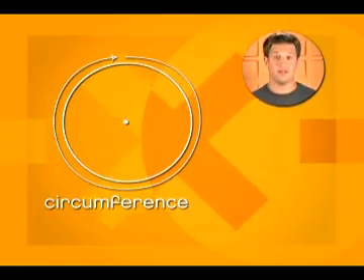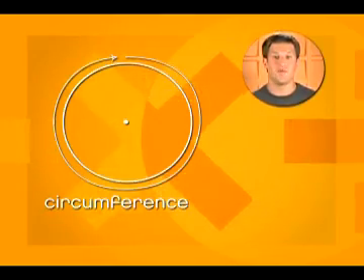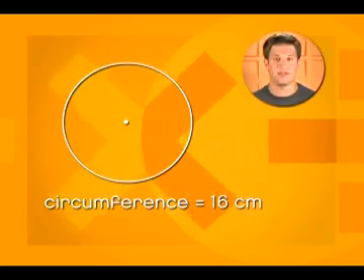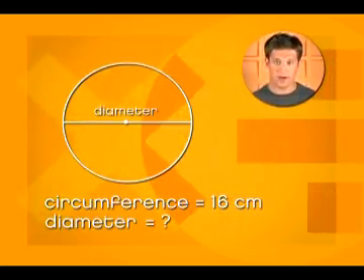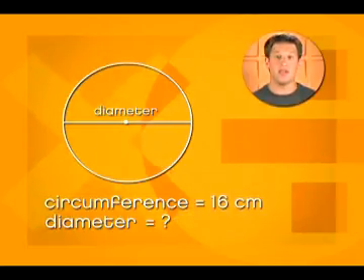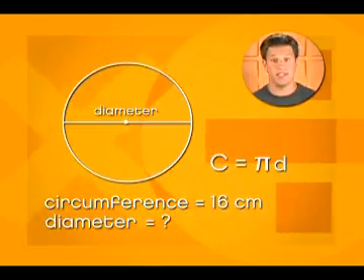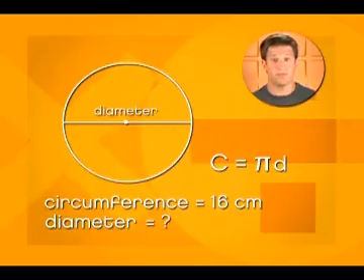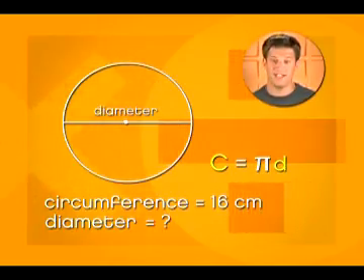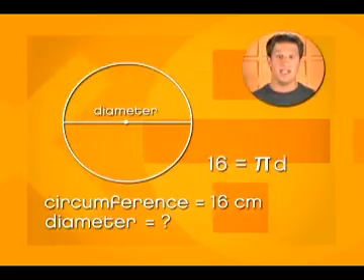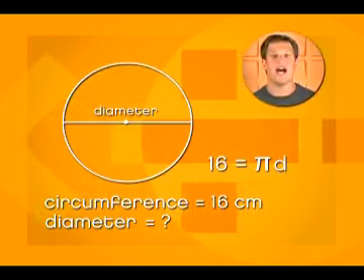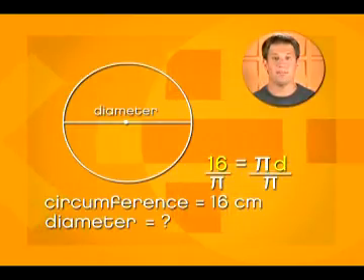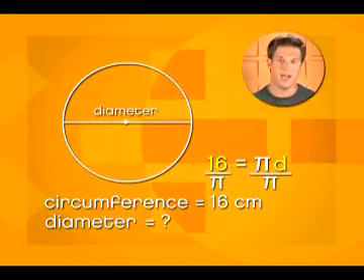How about this one? This circle has a circumference of 16 centimeters. What is its diameter? We can figure this one out. Let's look at our formula, C equals pi times d. Circumference equals pi times diameter. We know C, and we want to find d. Okay, 16 equals pi times d. We can isolate d by dividing both sides of the equation by pi.